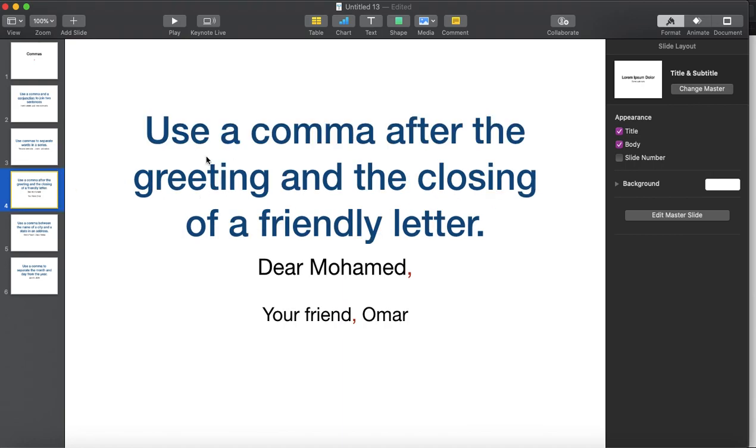The third one, I use a comma after the greeting and the closing of a friendly letter. Remember in writing class when we used to start our paragraph, if you want to write a letter to a friend, you remember? If your friend's name is Muhammad, for example, you should write Dear Muhammad and a comma. At the end of the paragraph, before you write your name, you should put a comma. Your friend, comma, Omar, for example. So this is a letter from Omar to Muhammad. Now I should put a comma before and after.